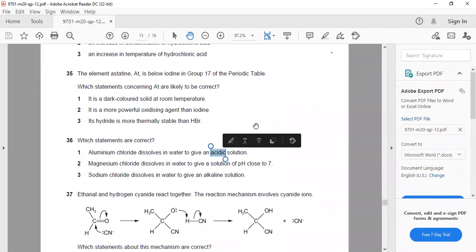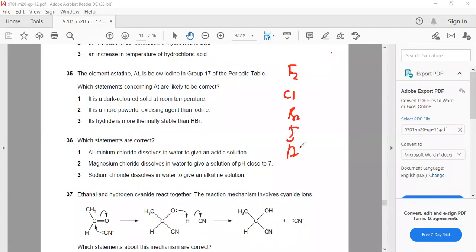35. Astatine is the last member of group 17. Fluorine, chlorine, bromine, iodine, astatine, all are diatomic. Is it dark colored? Yes.